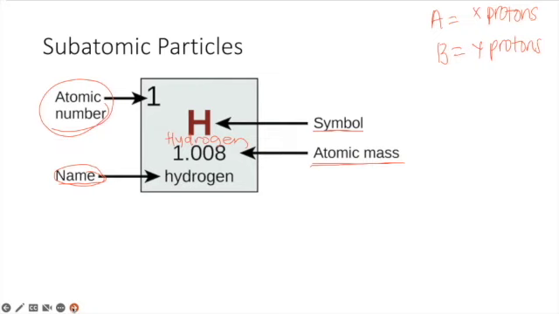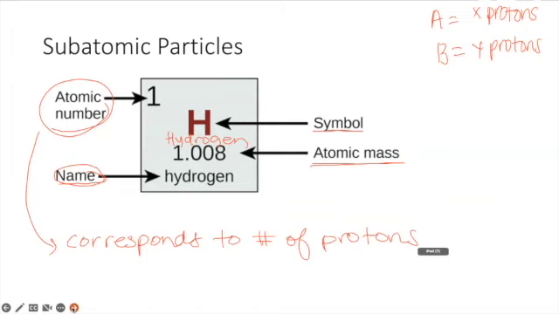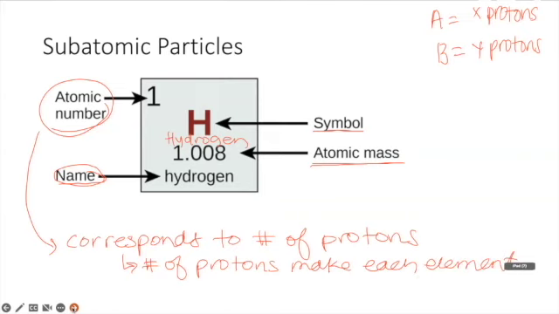So this number is unique to each element, but it also corresponds to the number of protons. And so this is what makes every element unique, the number of protons. So if I were to change the number of protons, I'd be changing the element.